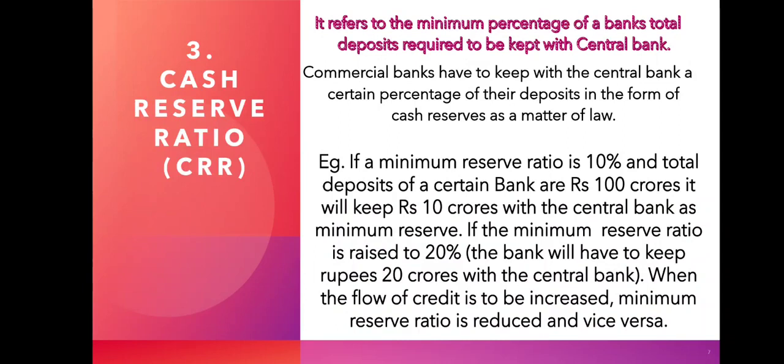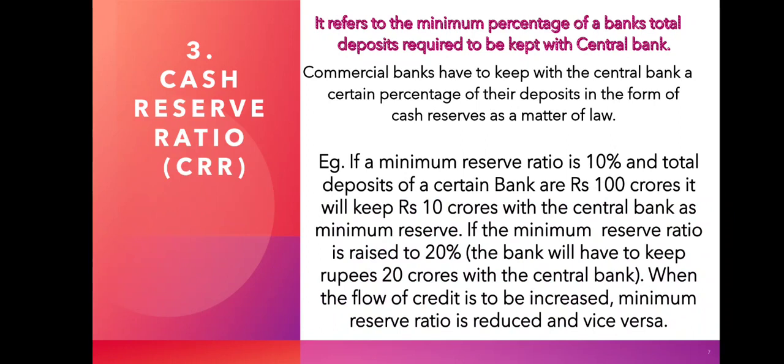The third quantitative measure is cash reserve ratio or CRR. This refers to the minimum percentage of a bank's total deposits that they are required to keep with the central bank. So a certain amount of cash reserves or deposits is to be kept with the central bank. Every commercial bank has to. So commercial banks have to keep with the central bank a certain percentage of their total deposits in the form of cash reserves as a matter of law.